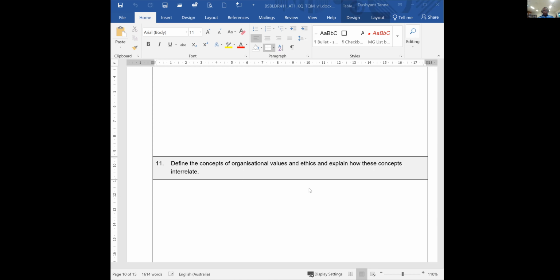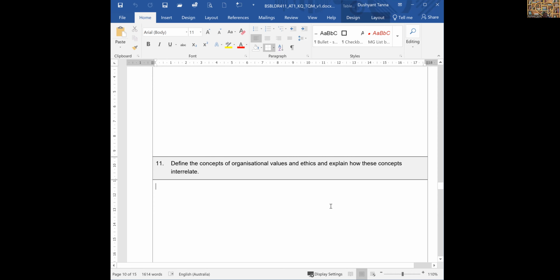Question 11. Right. Define the concept of organizational value and ethics and explain how this concept interrelate. Right. So you need to read a lot of things in detail before you can explain them. And again, reading the learner's guide will help you. But I can give you a hint or a bit of insight of what this would look like. So you need to define organization's value, number one, and you need to talk about organization's ethics.